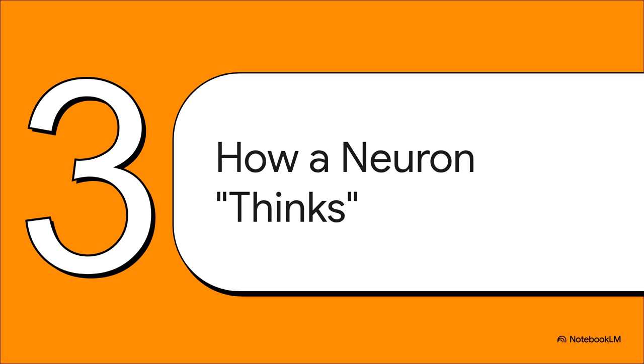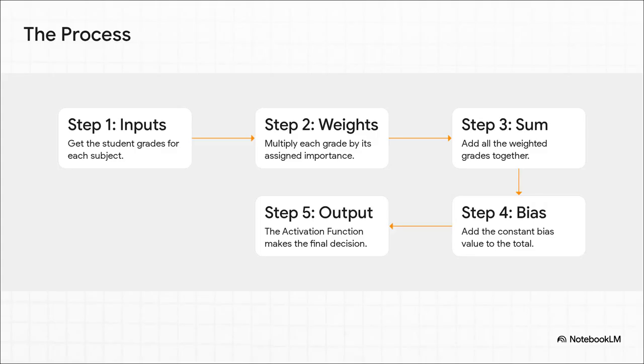All right, we've seen all the individual parts, so now let's assemble them and actually watch a neuron think. We're going to use a really simple example, figuring out a student's final grade. The process is basically a 5-step recipe. First, you get your inputs, in this case, the student's grades. Then, you multiply each grade by its weight, which is how important that subject is. You add all those up, toss in that helpful bias, and then, for the grand finale, you run the total through the activation function to get your final answer.